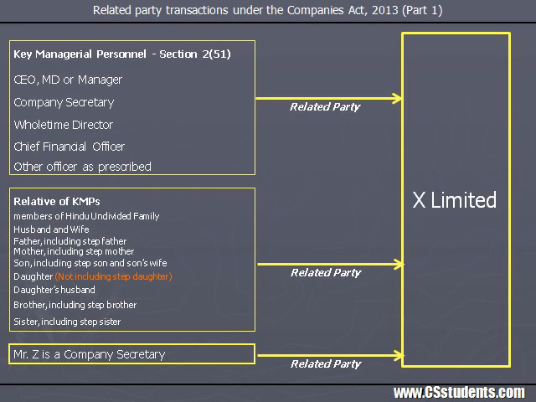Let's review the example again. If Mr. Z is the company secretary of X Limited, Mr. Z would be KMP, and he and all his relatives would become related party for X Limited. The definition of relatives is same as we discussed in the previous slide.